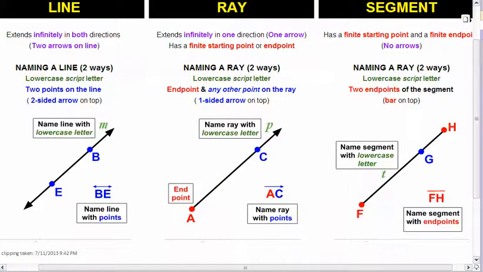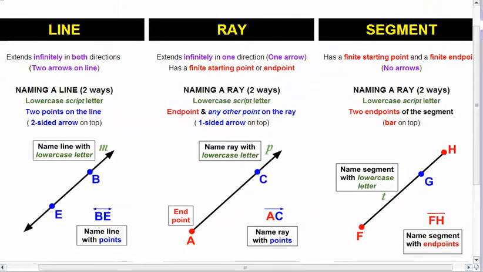The second thing on here is looking at the differences between a line, a ray, and a segment. Of course, when you get a bunch of points put together, they can make up one of these three. Just be aware here that a line, by definition, extends infinitely in both directions. In other words, it goes up in this direction forever, and it goes down in this direction forever. That's what the arrows mean. We can call this line BE.